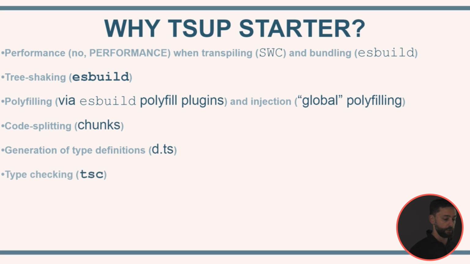Type checking. This is also something that not everyone needs, and it doesn't come out of the box because the build doesn't want to do actions that are not necessary in order to improve the performance, but this can be easily turned on in Tsup Starter.